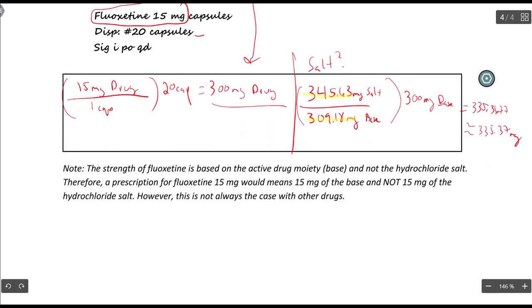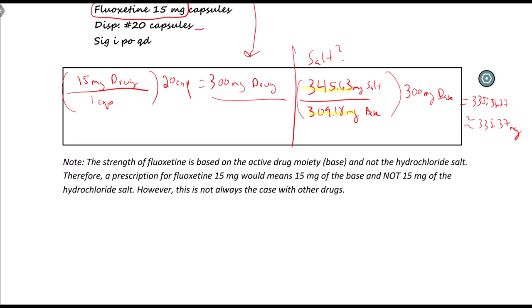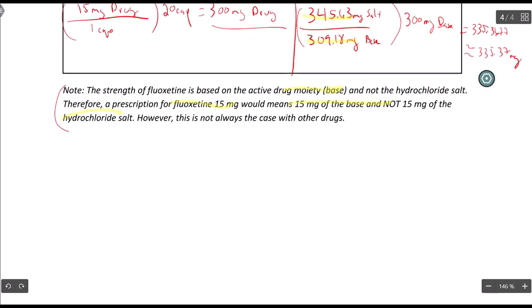So you will see here that this little note that I have, the strength of fluoxetine is based on the active drug moiety. So it's based on the base, and not the hydrochloride salt. So when you see a prescription and it's 15 milligrams, it means that there's 15 milligrams of the drug, not 15 milligrams of the salt form, all right? But that's not always the case with other drugs, as you've seen in this example, where this naltrexone is the weight of the actual salt form.